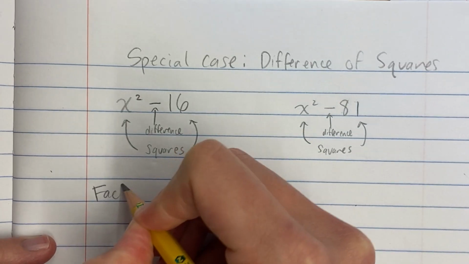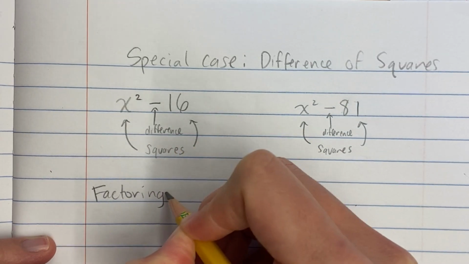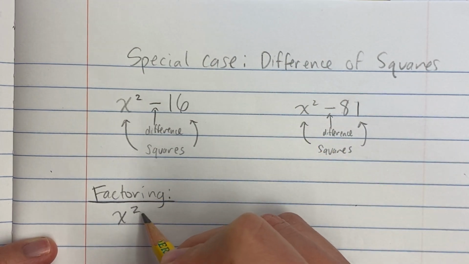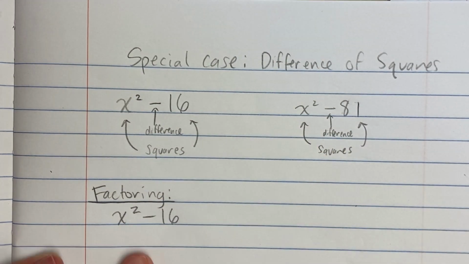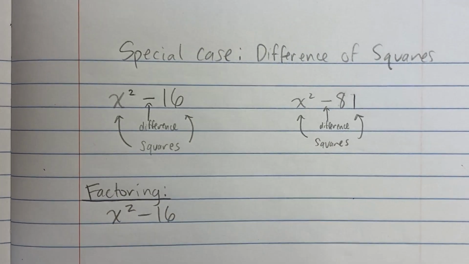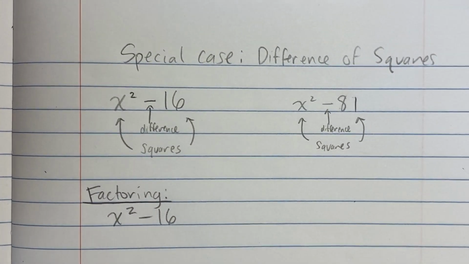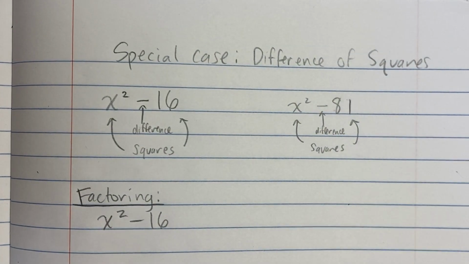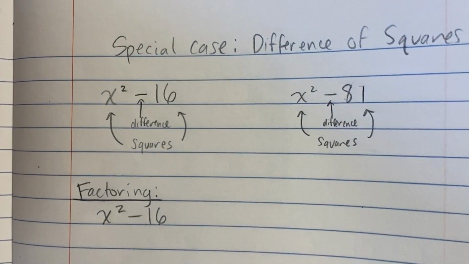Now, how do we factor these? Because you might be like, wait a second, you said this was what we did, but this looks totally different. Here is the difference. In all of the other things we factored, we've had x squared plus 5x minus 15, whatever it is. We've had 3 terms. And here there are only 2 terms.